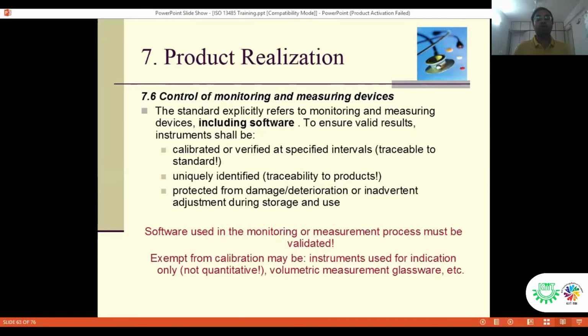Clause 7 also talks about the validation of monitoring and measuring devices. What do we mean by monitoring and measuring devices? Suppose you are using any vernier caliper or any gauges. It is the responsibility of the manufacturer to ensure that the devices used during monitoring and measuring are validated or calibrated, including any software, such as your Excel sheets. These should also be validated pertaining to the requirements.